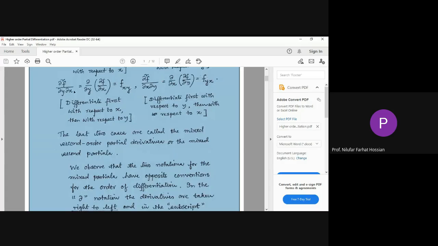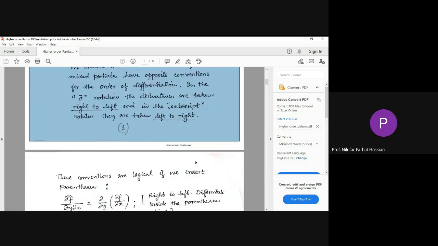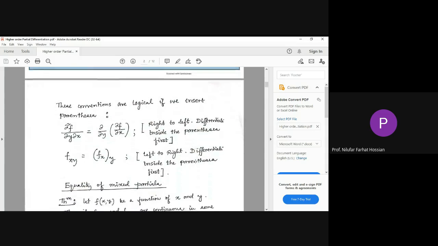Opposite conventions because here, if you use this notation, at first with respect to x, then with respect to y, from the right to the left, and here from the left to the right. So this is in opposite conventions. So please try to memorize it.